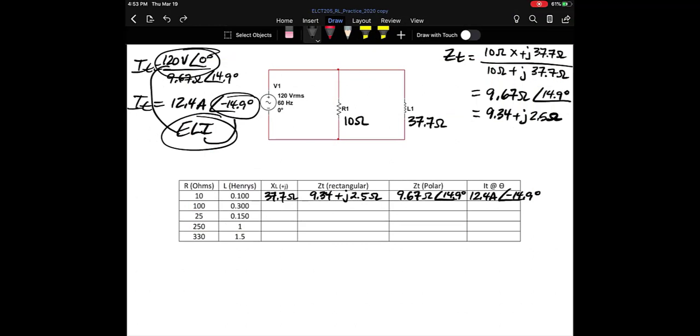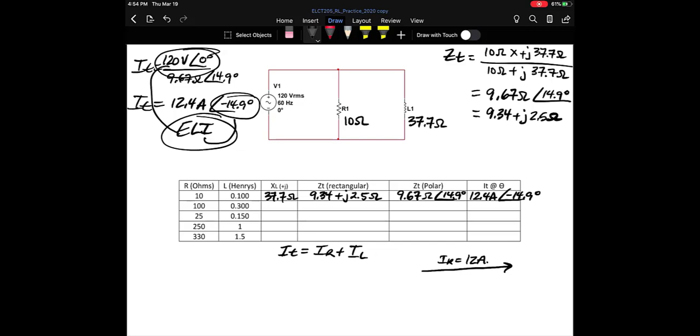Okay, so now we're back to where we're going to look at proving Kirchhoff's current law, which means that if we're going to prove Kirchhoff's current law for this circuit, I total has got to equal IR plus IL. So if we're looking at our IR value, you know that we said that our IR value is going to be at 0 degrees. And if we take our value of 10 ohms and we divide it into 120 volts, we know that's going to give us 12 amps. So we've got 12 amps for IR.